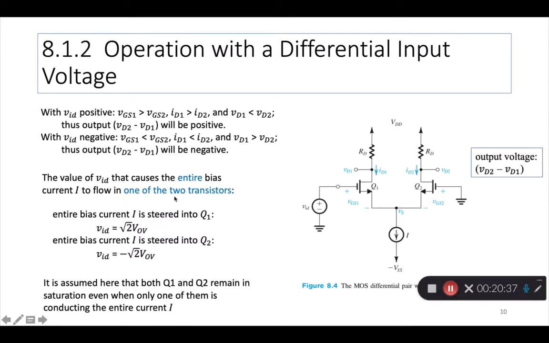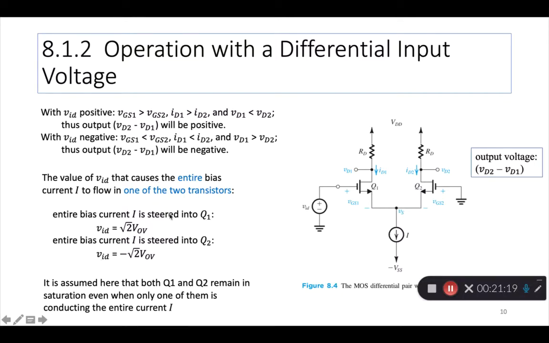So, one thing of interest then is the value of VID that causes the entire bias current I to flow in one of the two transistors. So, entire bias current I is steered into Q1. If you want that situation, then VID should be root 2 times VOV, the overdrive voltage. Entire bias current is steered into Q2. If you want everything to go into Q2, then your input voltage VID should be negative, and its value should be minus root 2 VOV.